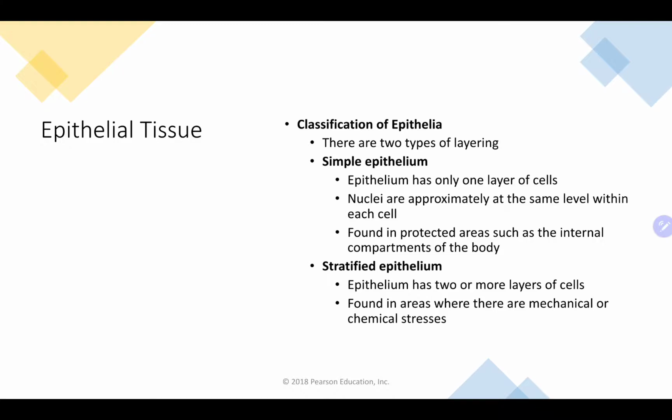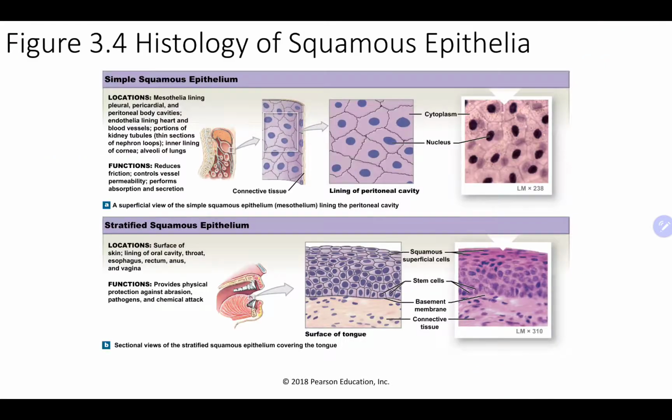So epithelia. So there's 2 types of layering, right, when we're thinking of epithelial tissue, okay? So there's simple epithelium, and simple epithelium, you just have 1 layer of cells, okay? Stratified epithelium, you have 2 or more layers of cells, okay? So stratified is 2 or more layers of cells.